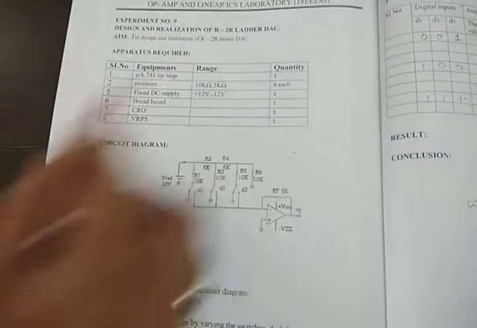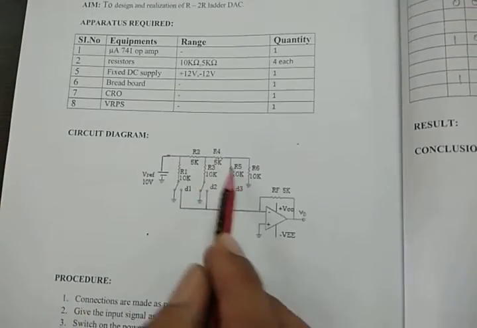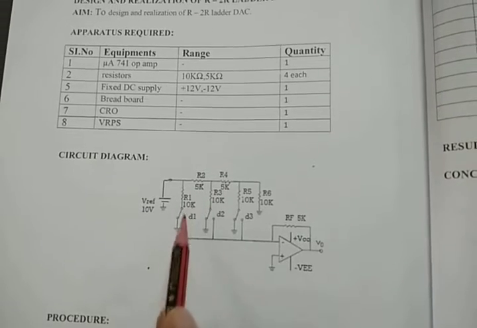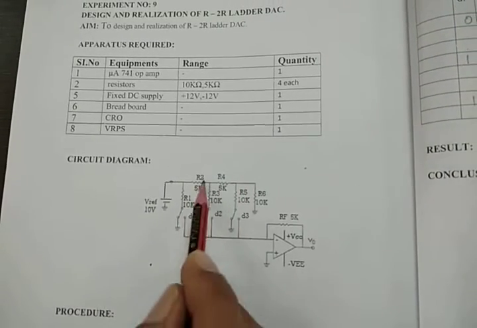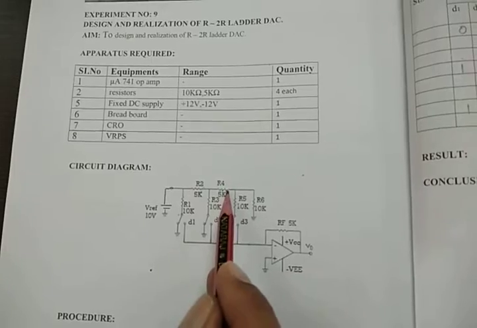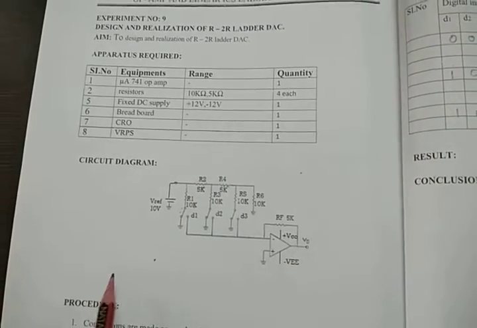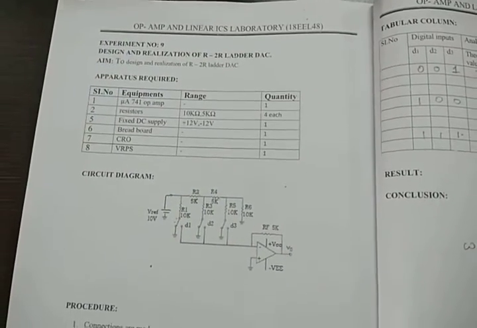So this is called the R2R ladder DAC because the circuit is in the form of a ladder. You can see here, R is 5K, this is 10K, this is 5K, this is 10K, double of it. So one is R, another one is 2R, R then 2R. Suppose if you take this as 1K, this will be 2K. This is 1K, this will be 2K, double of the other. So this is why it is called the R2R ladder DAC.